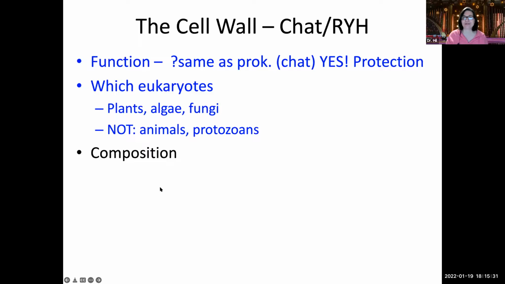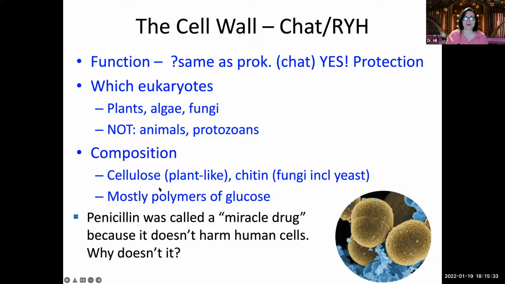Okay, yes, polymers of glucose. Eukaryotic cell walls are primarily composed of glucose polymers. And so in plants and algae, which are plant-like microbes, the cell wall is composed of cellulose, which is a polymer of glucose. And in fungi, including yeast, the cell wall is made of chitin, which is also primarily composed of glucose.